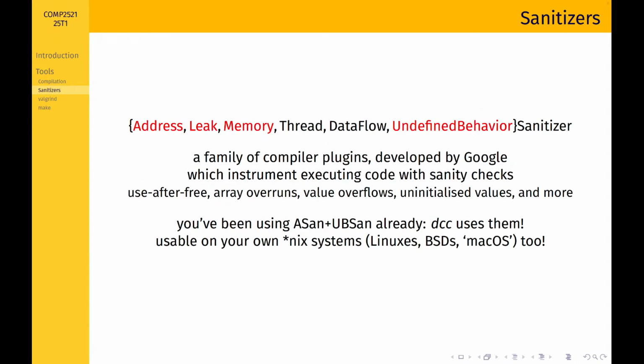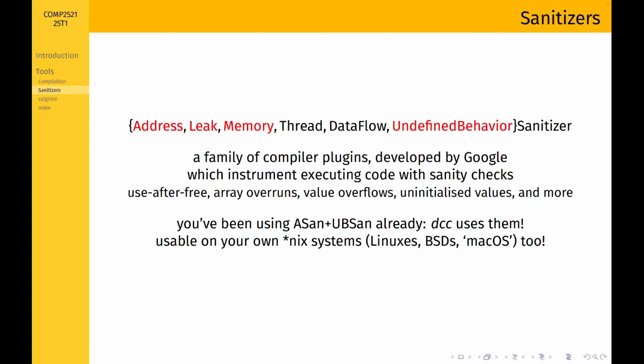What we'll also use when compiling in this course is sanitizers. Sanitizers are plugins that instrument your code. What that means is when your program compiles, the sanitizers will insert extra code into your program to check for errors. The main sanitizers that we'll be using are address sanitizer, leak sanitizer, memory sanitizer, and undefined behavior sanitizer.